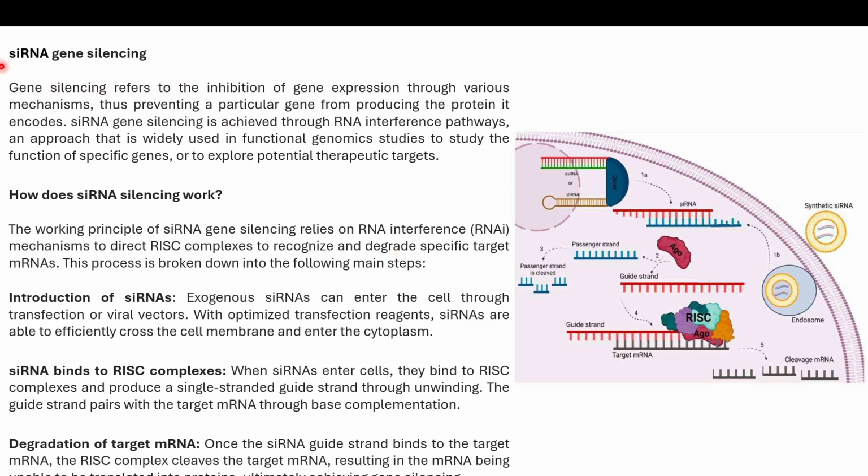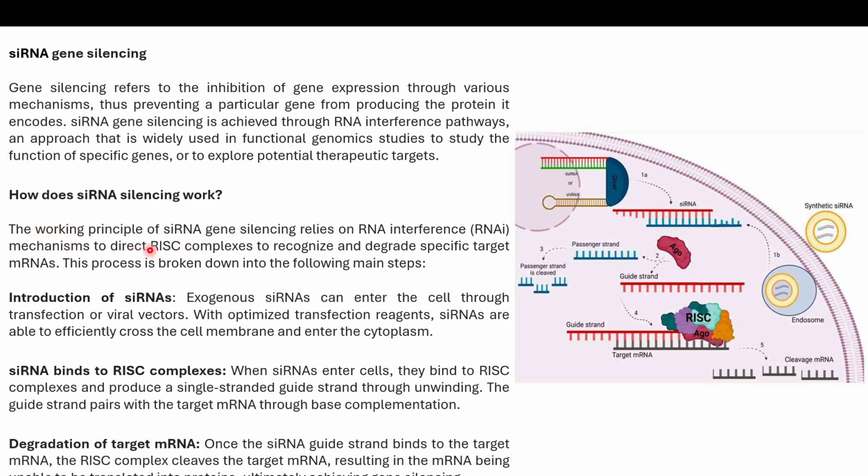And when we talk about siRNA gene silencing, it refers to the inhibition of gene expression through various mechanisms, thereby preventing a particular gene from producing the protein it encodes. So siRNA gene silencing is achieved through RNA interference pathways, which is widely used in functional genomics to study the function of specific genes or to explore potential therapeutic targets. How does it really work?